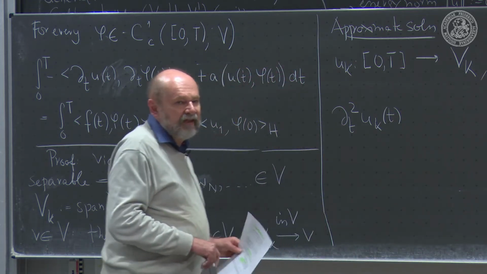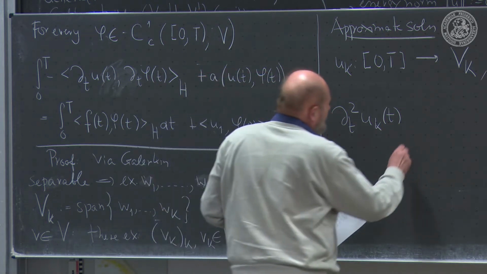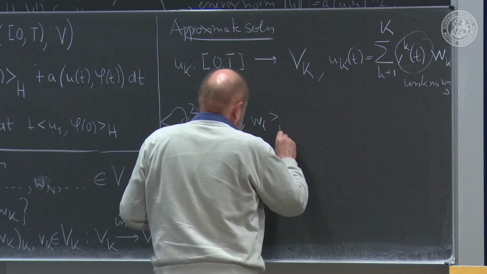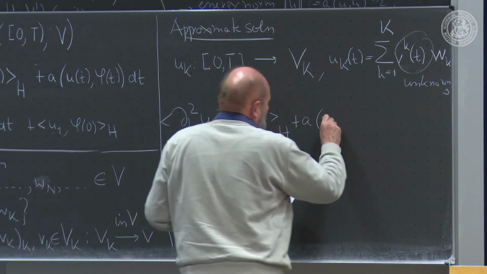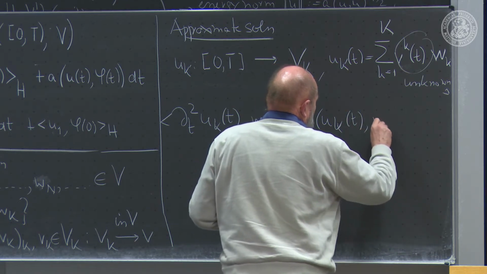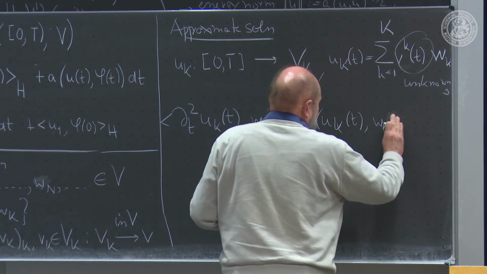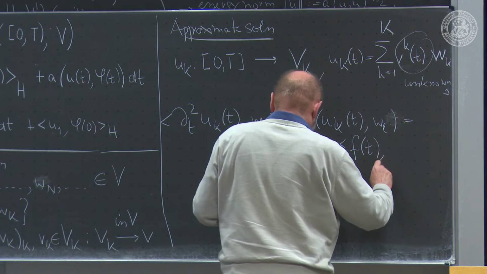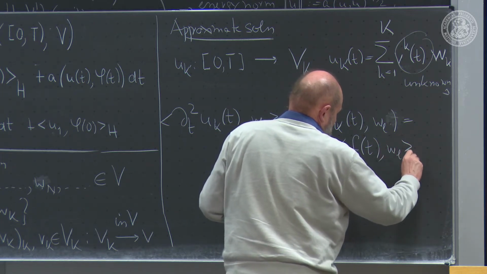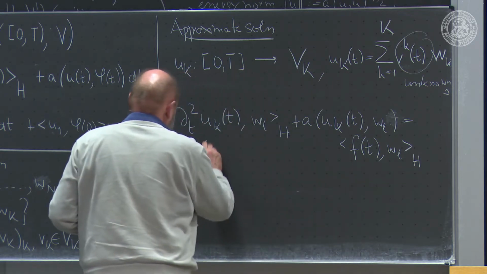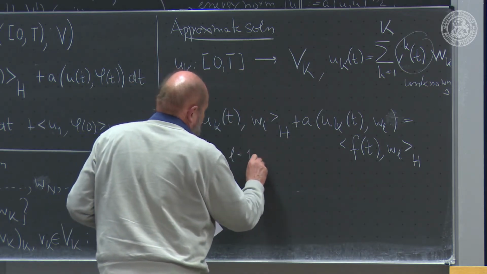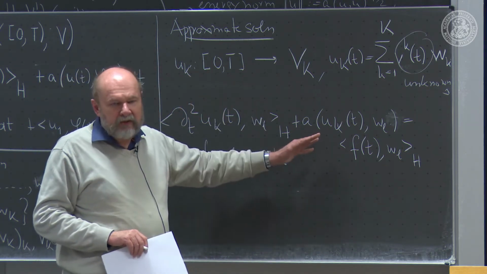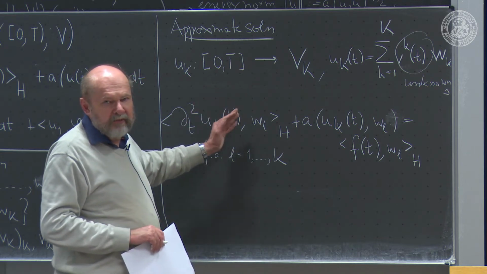And this again is equivalent with testing with basis functions. So we test here with a WL. And correspondingly here in the bilinear form, we also test with a WL. And then we have the right-hand side. And this is for all L from 1 to k. So we pose k requirements, we pose k equations for the k unknown time-dependent functions here.